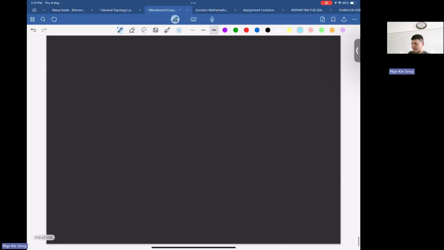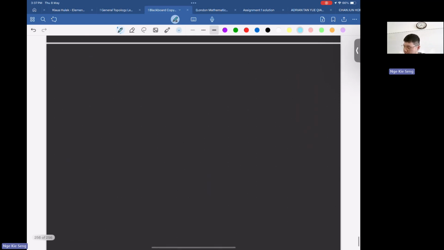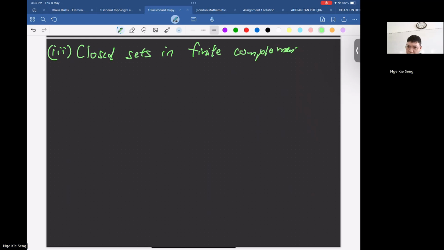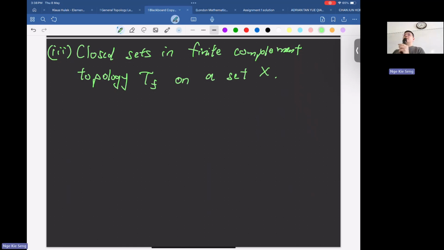Okay, and then maybe another really close example to algebraic geometry. So let us ask about closed sets in the finite complement topology. Finite complement, this word already suggests the definition. Finite complement means the complement is a finite set. So let's write it out.